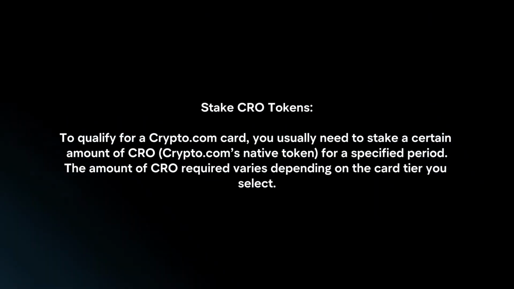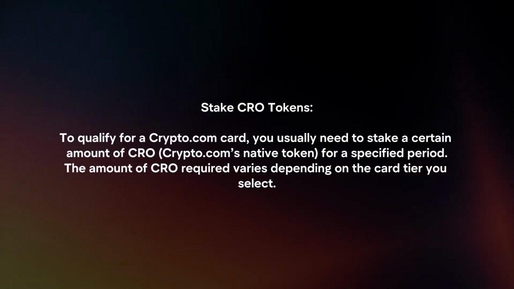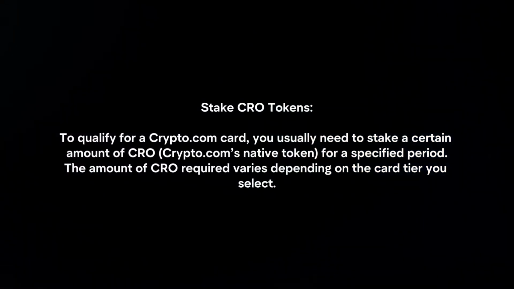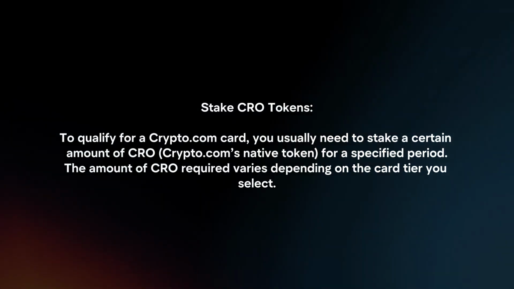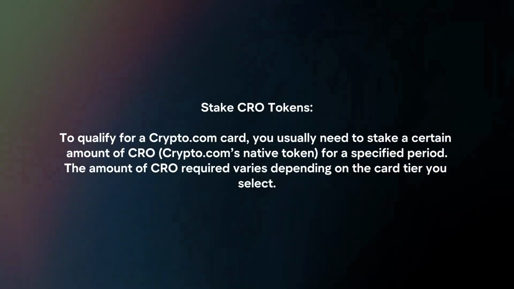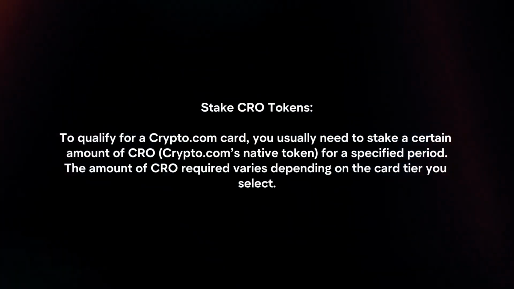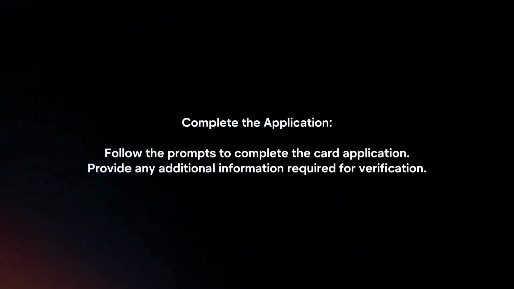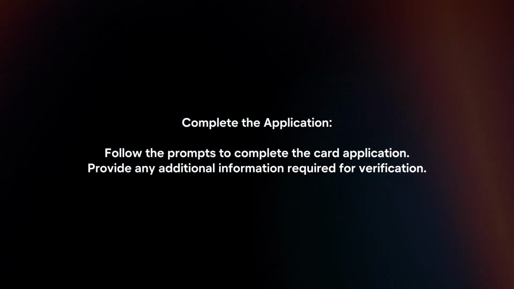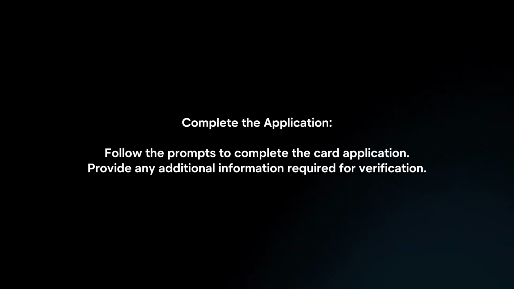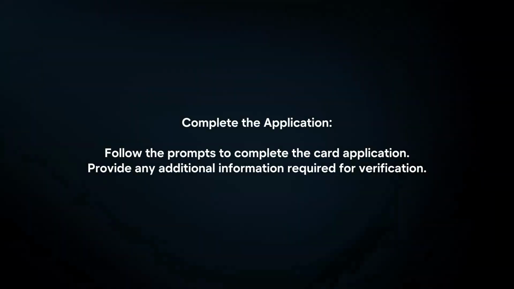Stake CRO tokens. To qualify for a Crypto.com card, you'll need to stake a certain amount of CRO for a specified period. The amount of CRO required varies depending on the card tier you select. Complete the application. Follow the prompts to complete the card application. Provide any additional information required for verification.